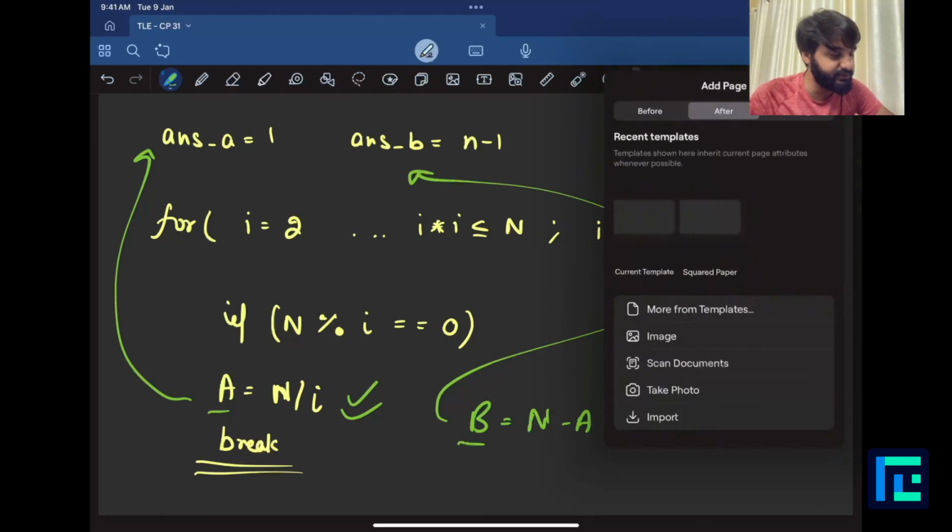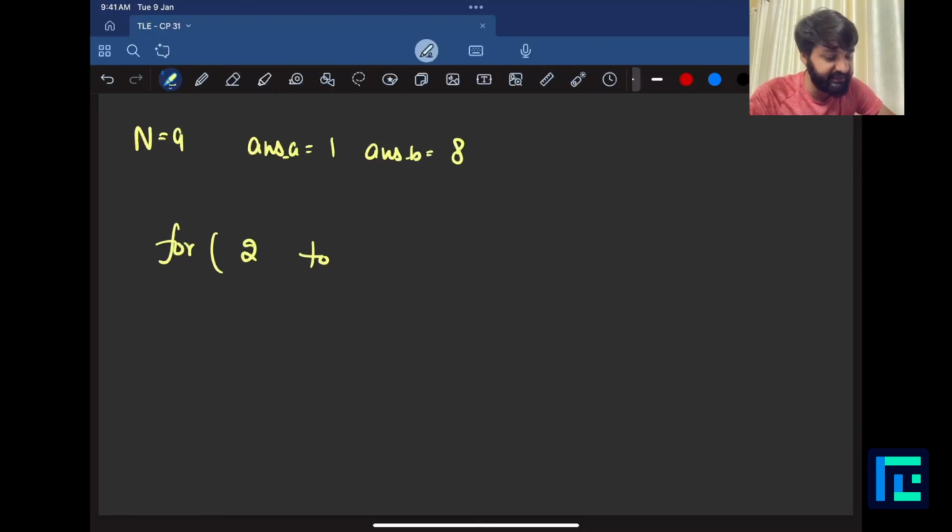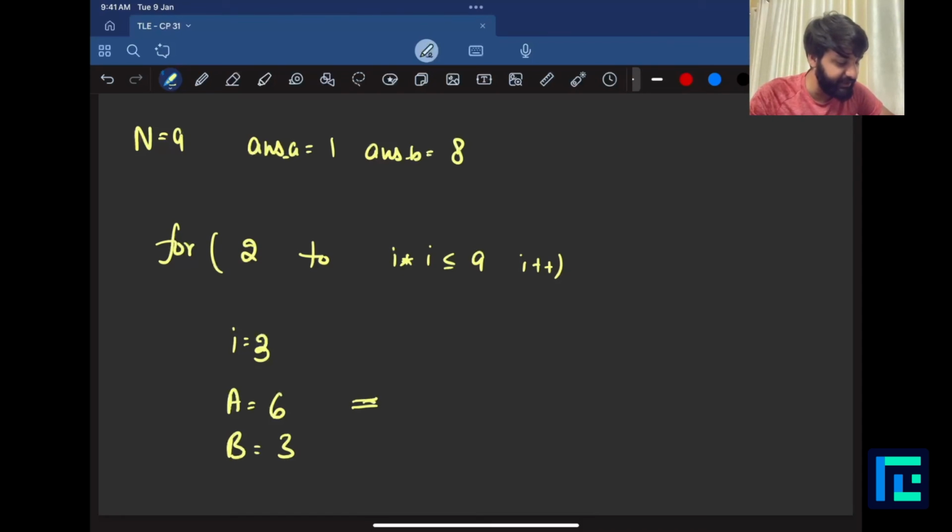All right. So let us do this simulation on our case n equals 9 also, and we will see. I would have said that answer A starts with 1, and answer B roughly can start with 8. So this is something I would have noted. I would have run a loop from 2 till i into i is less than or equal to 9, and then i plus plus. Now i is equal to 2. So 9 mod 2 is 0? No, it's not. Let's increase to 3. Oh, 9 mod 3 is actually 0. So I know that A becomes 9 by 3, that is 3... B becomes 9 minus 6, that is 3. And you basically end up printing 6 and 3, which is also right. The answer could have been 3 and 6 also, but it would also be fine to print 6 and 3 because it's symmetrical.